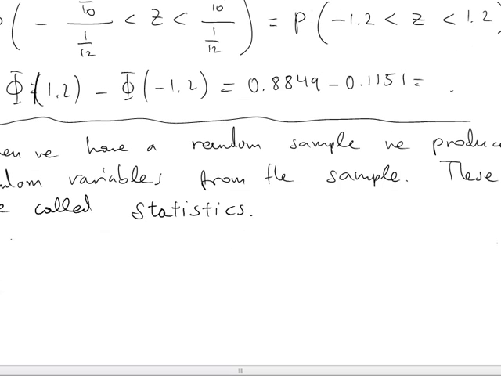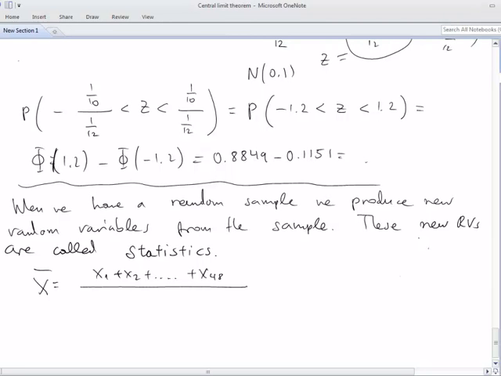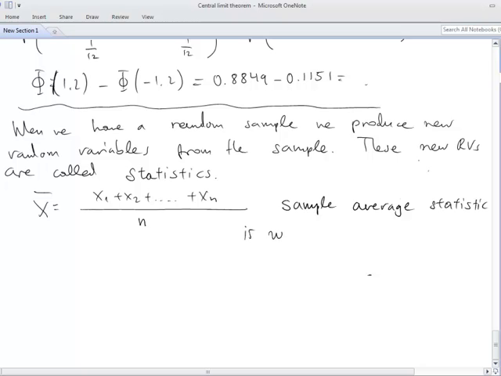So x bar, which is the arithmetic mean of the random variables in the sum, let's do it here with n. So suppose that we have a random sample of size n. If we add the random variables of the sample x1, x2, x sub n, and we divide by n, this is called the sample average, and it's a statistic. And it's the random variable that we will use next week to estimate the mean of x. So when it's used for estimation, it's an estimator of the mean of x.